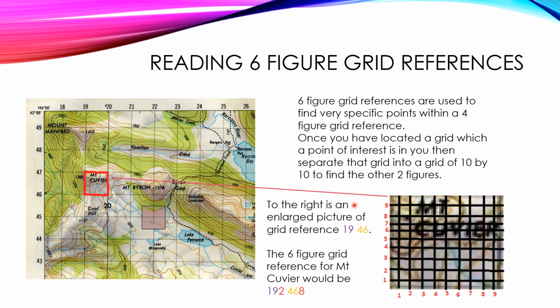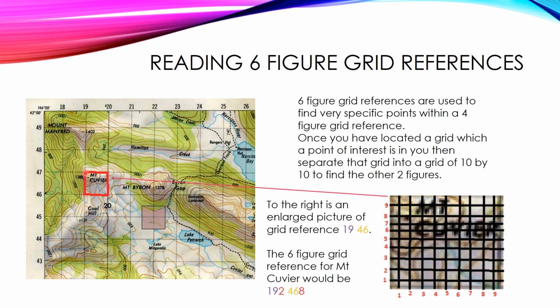So our area reference to get the entire box of Mount Cuvier is easting first, 19, northing second, 46. 1946 would be my four-figure reference. To give a six-figure reference, I need to add the extra digit in here, which I've highlighted red. I need to add the extra digit to make it a six-figure reference rather than a four-figure.